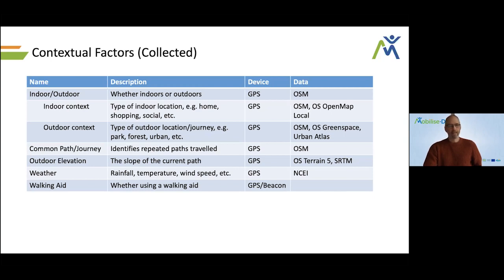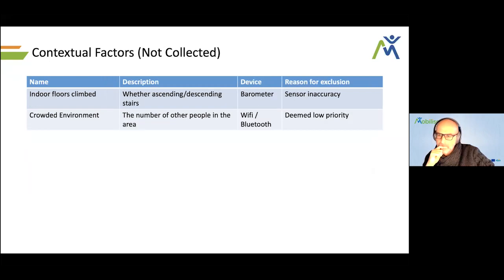We looked at the changes in elevation on their journeys, the weather as to where they were, and whether they were using a walking aid or not. These were generally collected using GPS signals to work out the locations of individuals. With walking aids, we also used beacons. And most of the contextual factors also involved different degrees of background data to do the calculations.